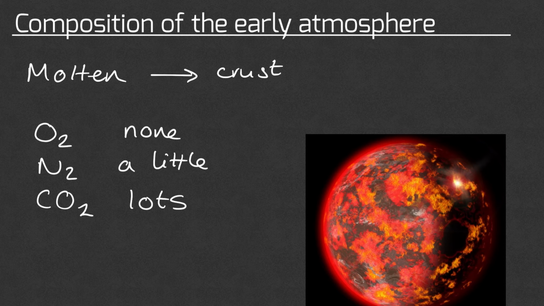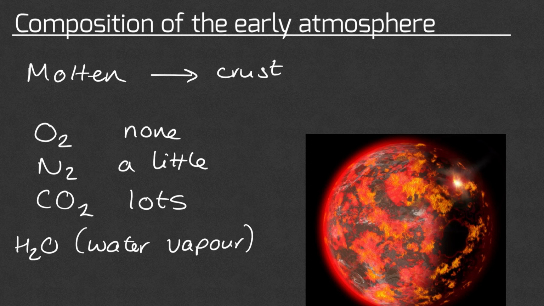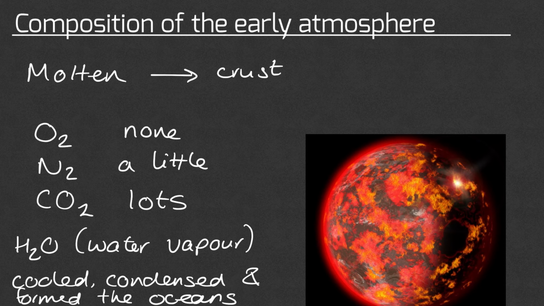In the early atmosphere, there was no oxygen, only a little nitrogen, and lots of CO2. The vast majority of the atmosphere was made up of carbon dioxide. There was a small amount of water vapour also present in the early atmosphere. This then cooled and condensed and formed the oceans we have on the Earth today.